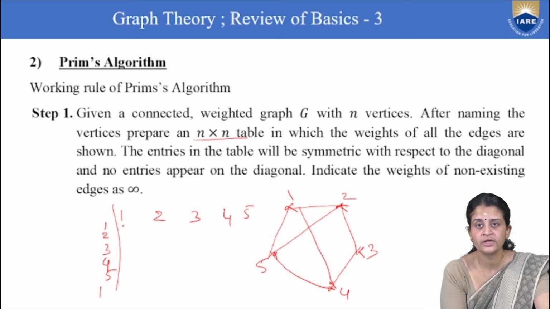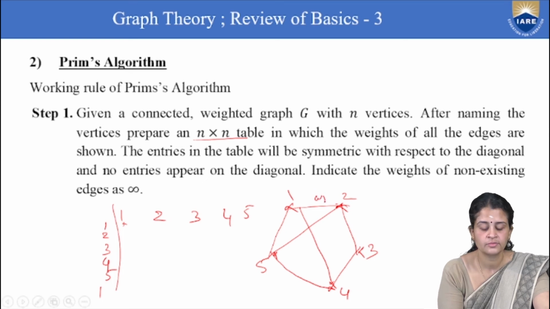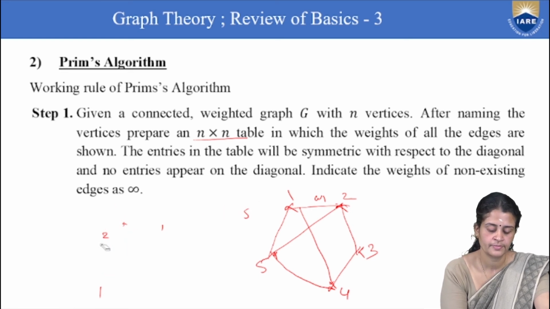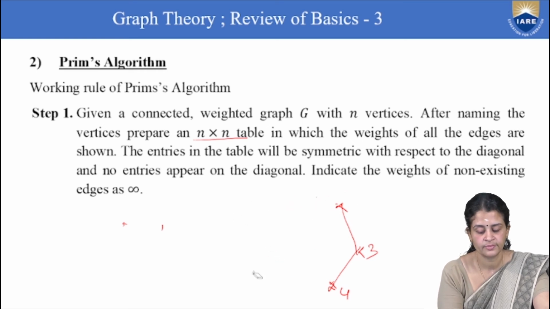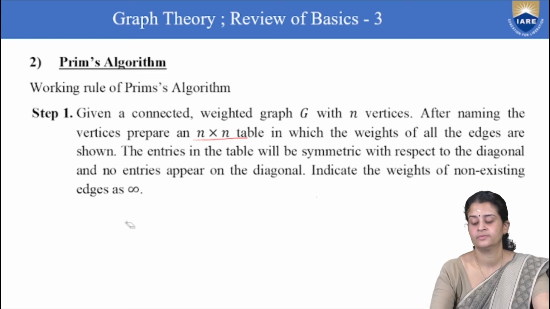Here between 1 and 1 there exists no edge, so we will not put anything. Between 1 and 2 we will have one edge, and if its weight is W1, I have to put the W1 here, and for 2 and 1 also this W1 will be here. And like that we will be putting, and between 5 and 3 there is no edge, so we will be putting infinity in that position.